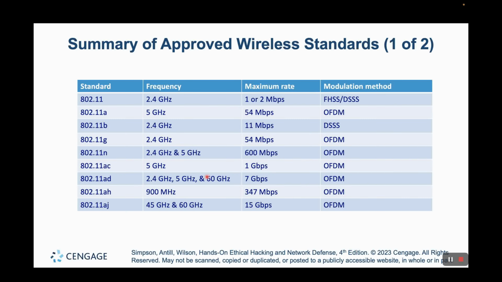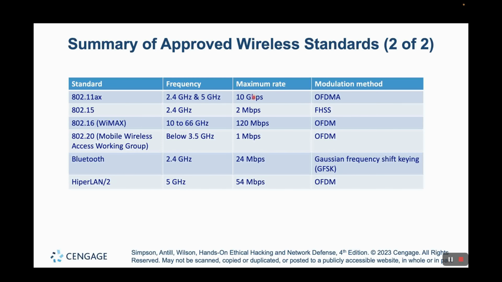Now here you can see the summary of approved wireless standards. You can see the standard right here, the frequency used, the maximum rate it can go, and the type of modulation method, the one we discussed briefly before. And here are also more standards like AX, WiMAX, Bluetooth, and other types of frequency that apply to each one of them, and the maximum rate, and so on.